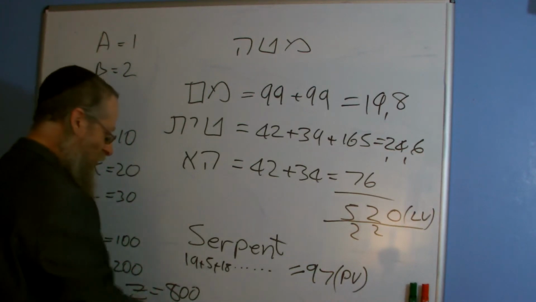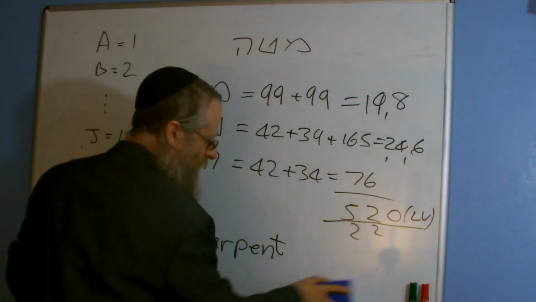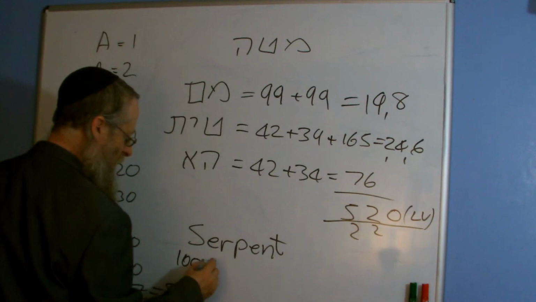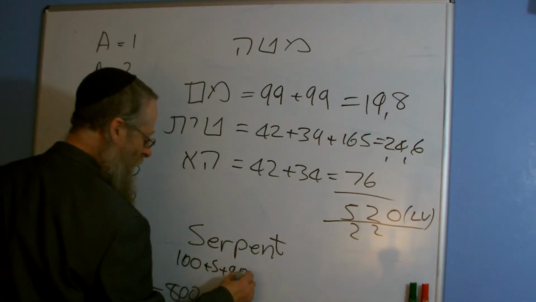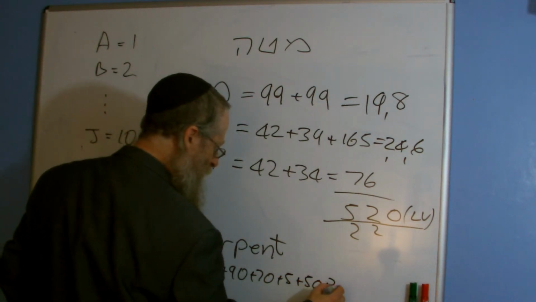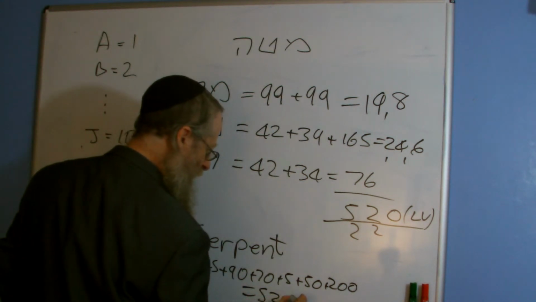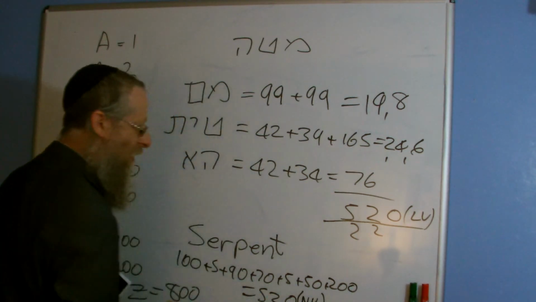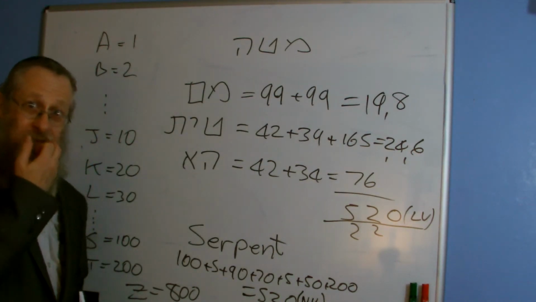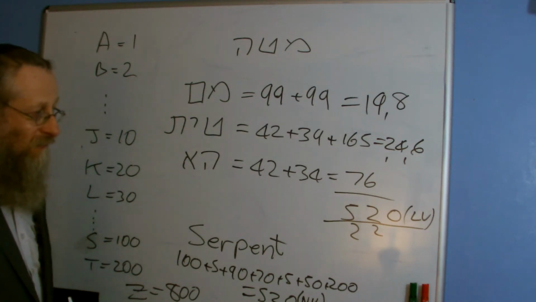Now I'm going to take serpent and I'm going to work out the normal value. So now I've got S is 100, R is 90, P is 70, E is 5, N is 50, and T is 200. And if I add that together, lo and behold, I get 520. In other words, I've got two ways by which Moses converts his staff into a serpent.